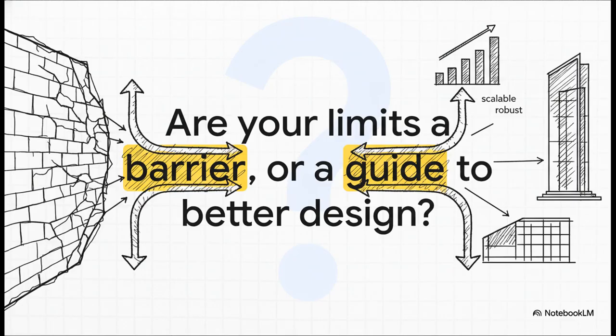And that really just leaves us with one final thought. It's so easy to look at all these numbers and see them as restrictive barriers, right? But what if we just flipped that and looked at them differently? What if we see them as guardrails that actually guide us toward building more scalable, more robust, and just better architected systems right from the beginning?